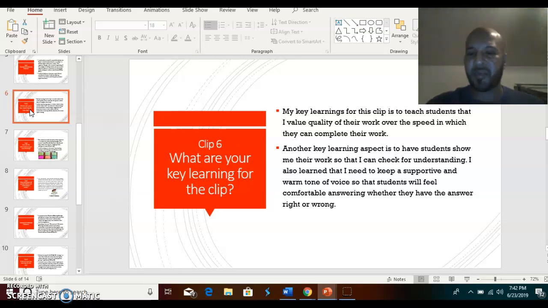Another key learning aspect is to have students show me their work so that I can check for understanding. I also learned that I need to keep a supportive and warm tone of voice so that the students will feel comfortable answering whether they have the answer right or wrong.